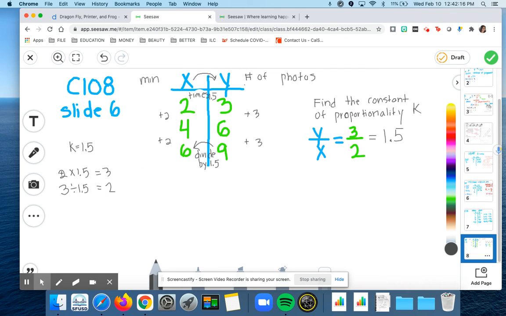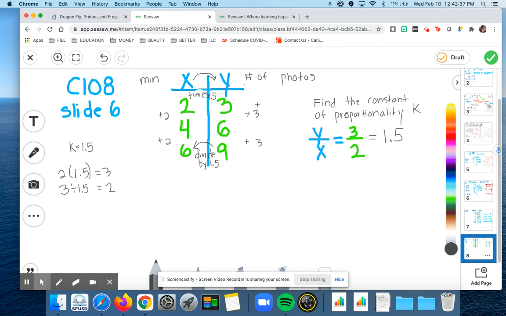Since we're in 7th grade now, we're not going to use the times symbol because we get it mixed up with X too much. So we're going to use parentheses to show multiplication, right? So we have 2 times 1.5 gives you 3. 3 divided by 1.5 gives you 2.